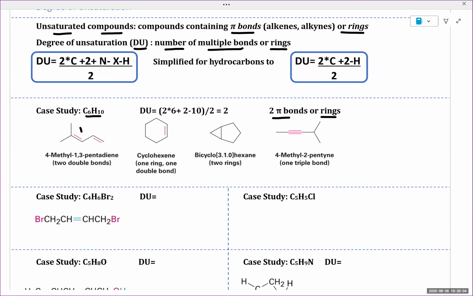4-methyl-1,3-pentadiene, which has 2 pi bonds, cyclohexene with a ring and a pi bond, this bicyclic structure with 2 rings, or even a structure containing a triple bond. So Du is really useful to calculate for a given formula because it allows you to very efficiently draw out constitutional isomers for that formula.